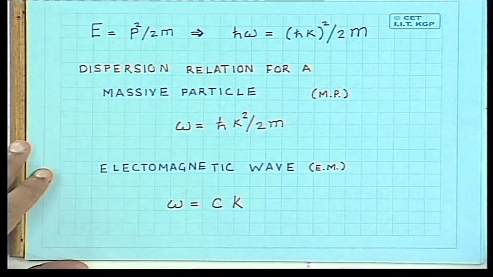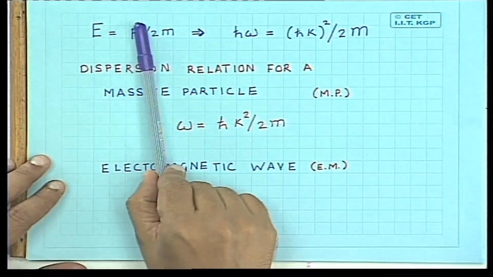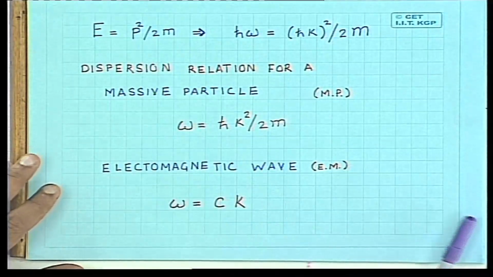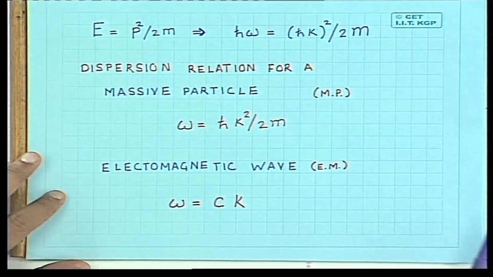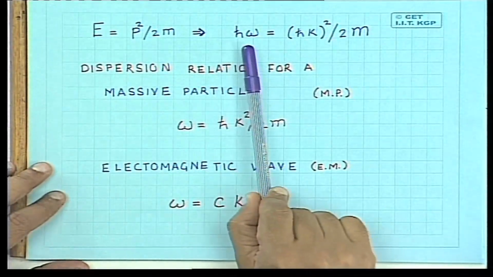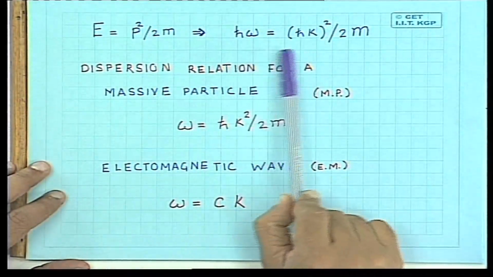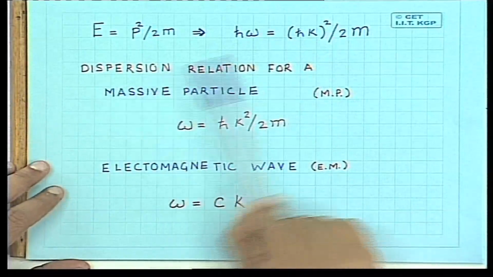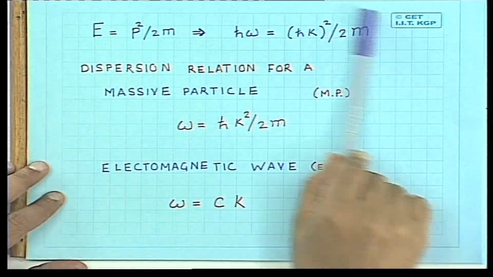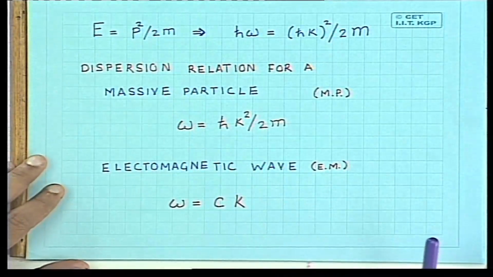Now we know that for a classical electron, the energy and the momentum are related in this fashion: E is equal to p squared by 2m. This also implies a relation for the angular frequency and the wave vector, the wave number k, and this is the relation implied by the relation between the energy and the momentum.